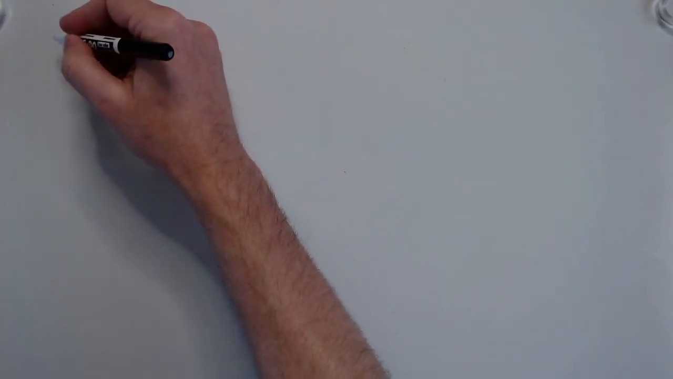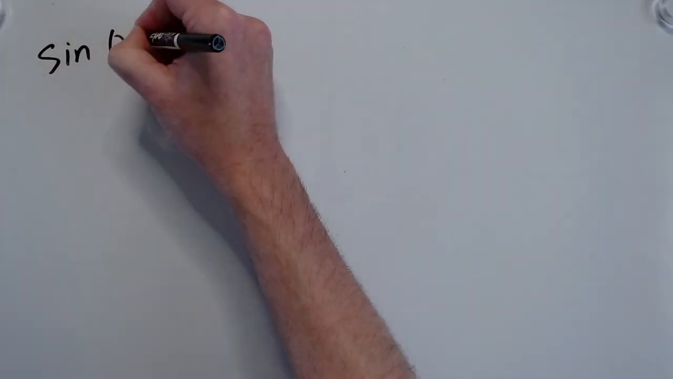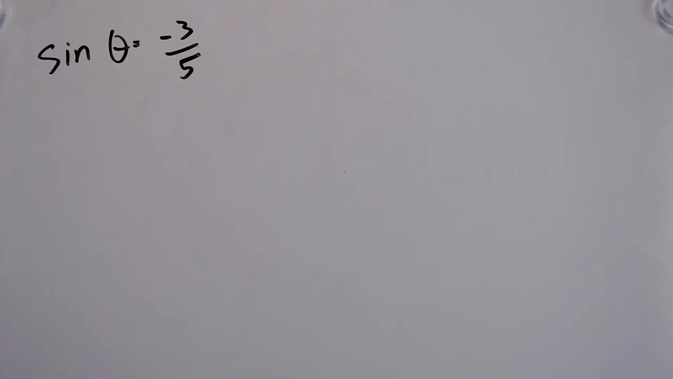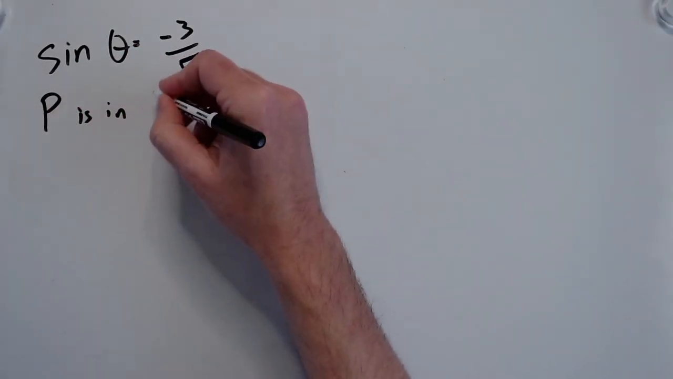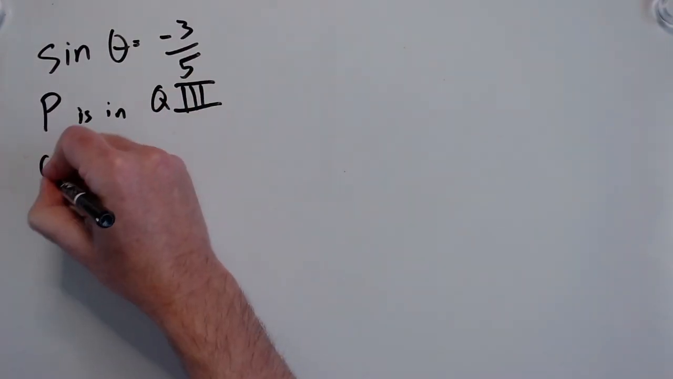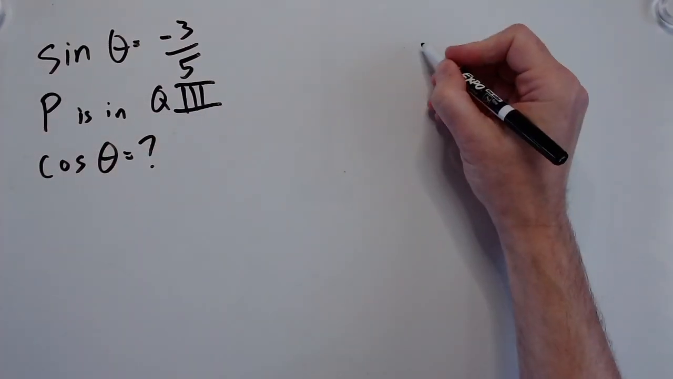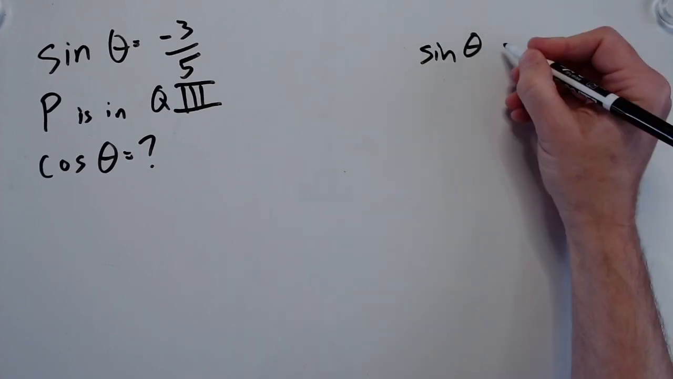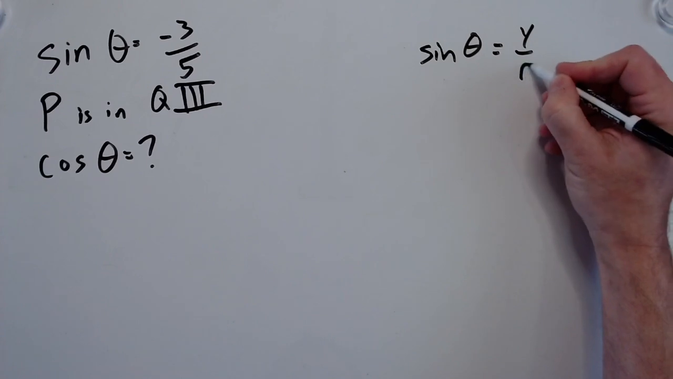This time we're going to start by saying that the sine of some theta is equal to -3/5. We're also going to say that the point P is in quadrant 3. And the question is, what is the cosine of theta? Well, again, we know that the sine of any theta is equal to y over r.